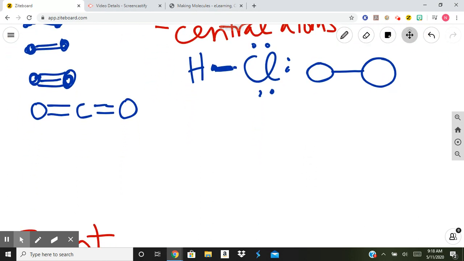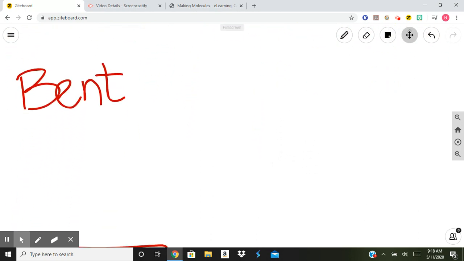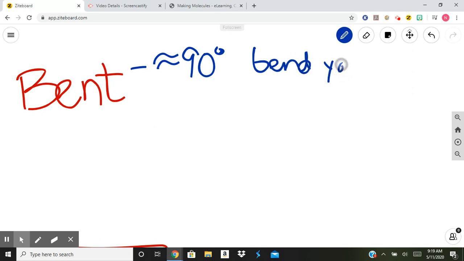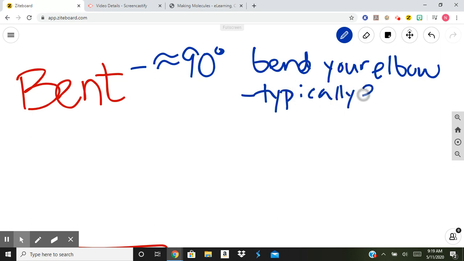All right. The next style that we have is bent. Bent is something that's going to look approximately 90 degrees. All right, so it's going to look like you've bent your elbow. All right, a great example of a bent molecule, typically with three atoms, is water, H2O.